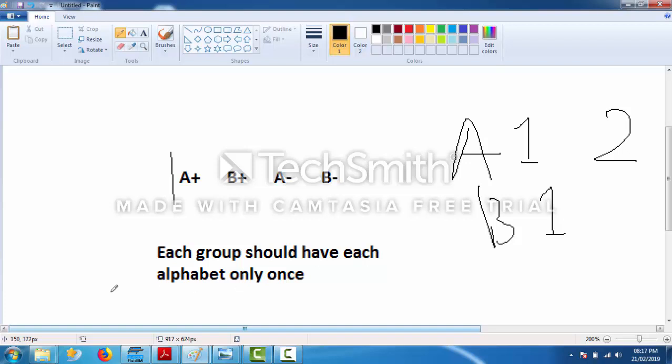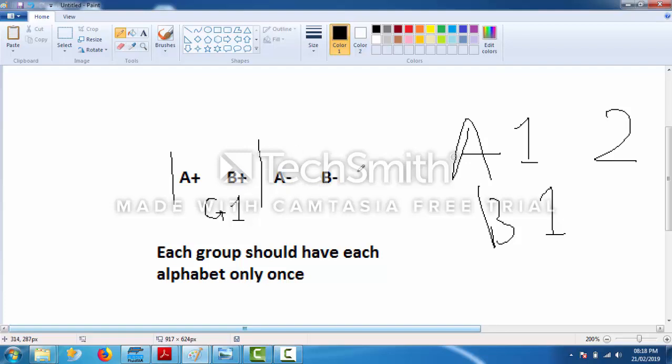Each group should have each alphabet only once. So this cannot be in the first group. So you'll have to make a group over here. You have to break it because this alphabet cannot be repeated in the same group. So this becomes your group 1, and from here onwards your second group is starting.